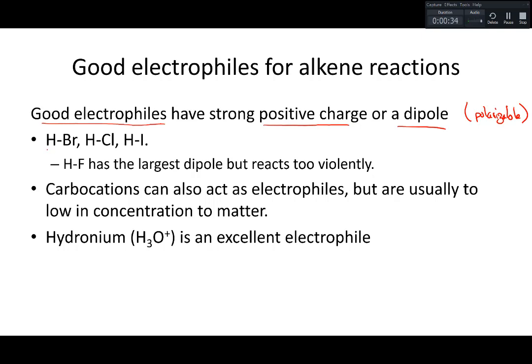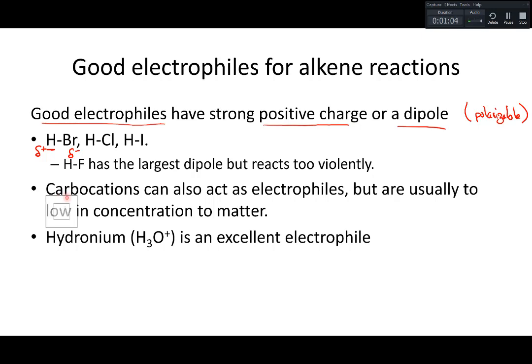So with H plus here, our hydrogen has a positive charge. The bromine carries the negative charge. And that's generally true for all the hydrogen halides. HI is actually polarizable, but we treat it as if it has a strong dipole because of that. HF also has a strong dipole, but it's generally not used in these reactions because it makes the reactions happen so quickly that they become violent.